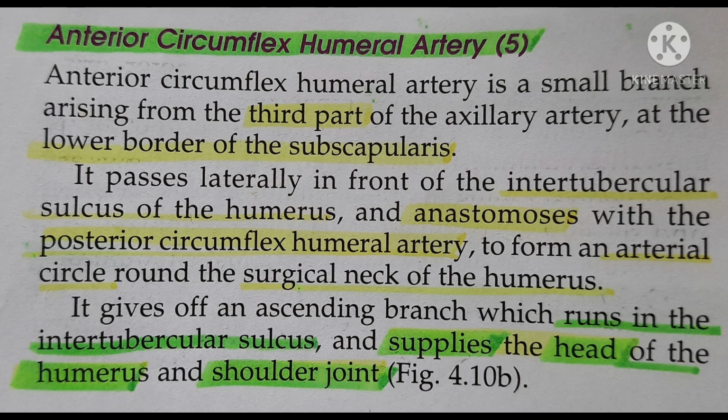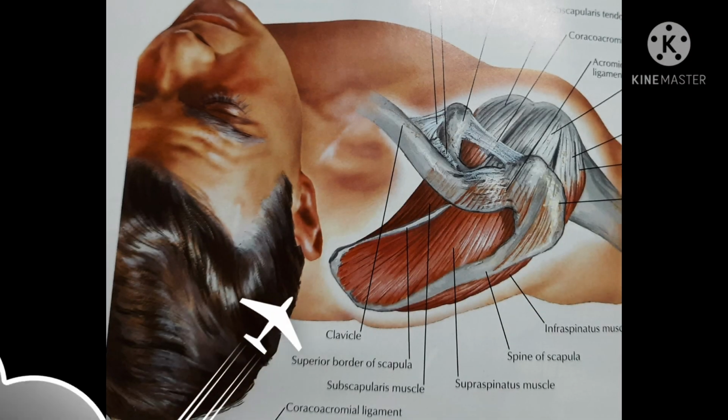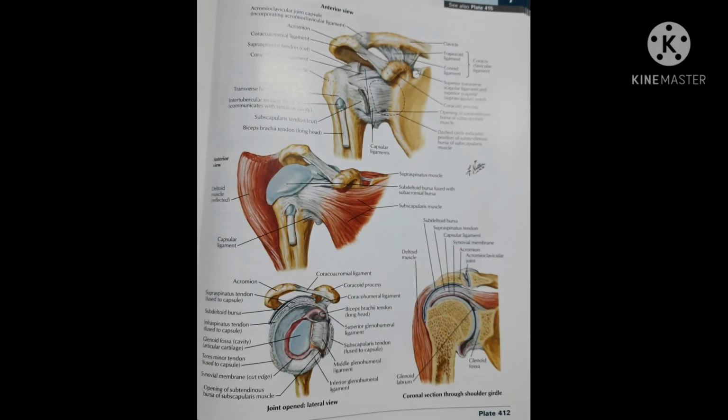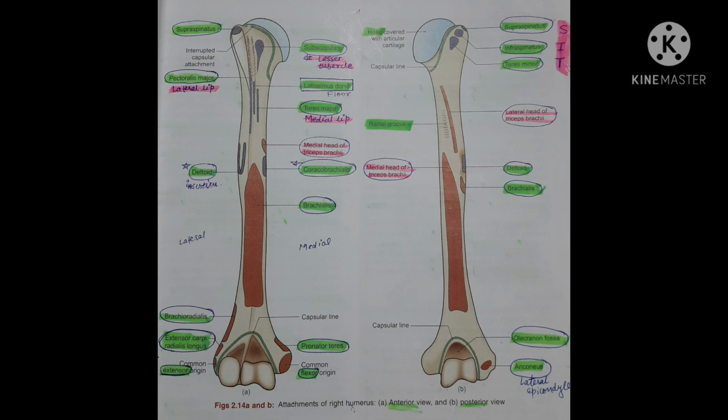Anterior circumflex humeral artery. Anterior circumflex humeral artery is a small branch arising from the third part of the axillary artery at the lower border of the subscapularis. It passes laterally in front of the intertubercular sulcus of the humerus and anastomoses with the posterior circumflex humeral artery to form an arterial circle around the surgical neck of the humerus.